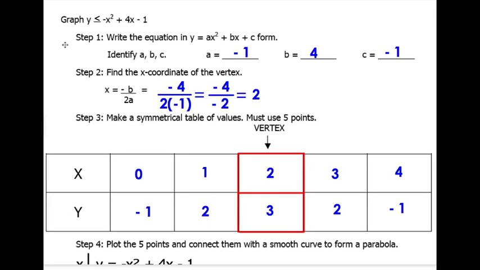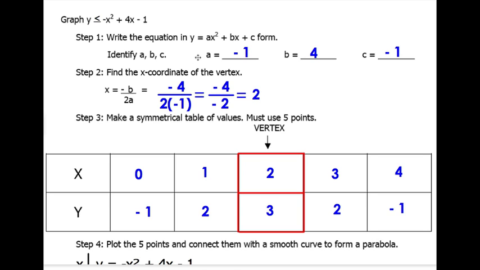Hi, this video tutorial is going to show you how to graph a quadratic inequality. Our problem here states y is less than or equal to negative x squared plus 4x minus 1. We're going to go ahead and identify the ABC values.